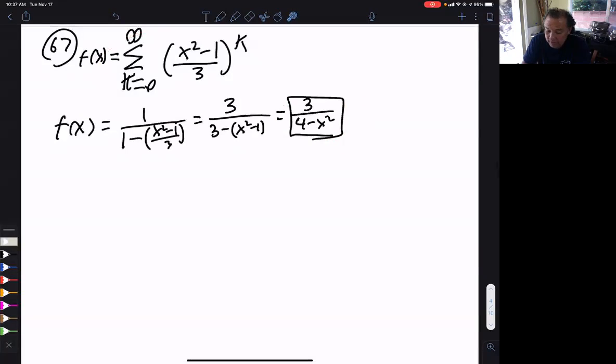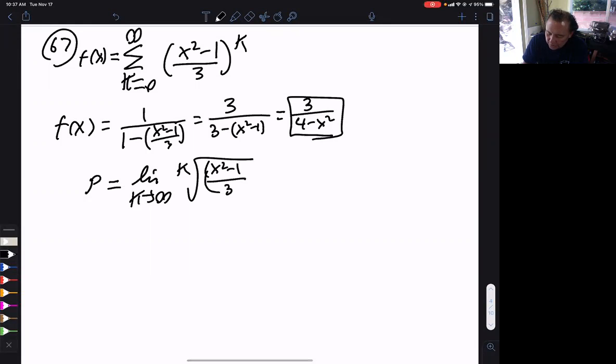And they want the interval of convergence. Let's do a root test for practice. So the root test says rho is the limit as k goes to infinity of the kth root of (x squared minus 1 over 3) to the k, which is the limit as k goes to infinity of x squared minus 1 over 3.